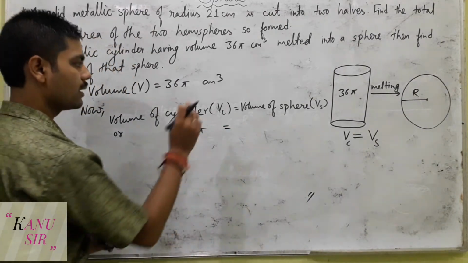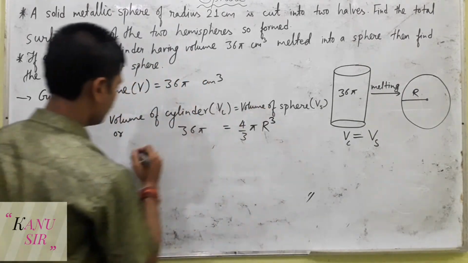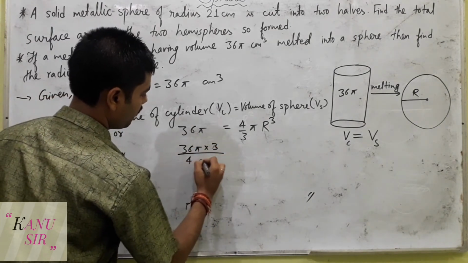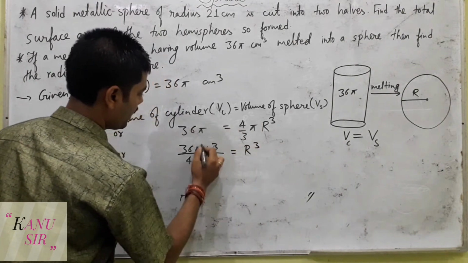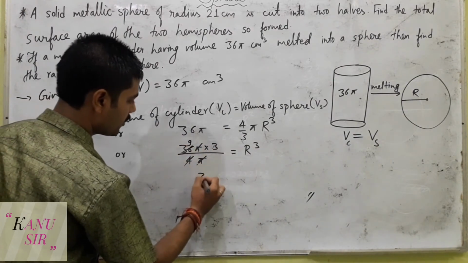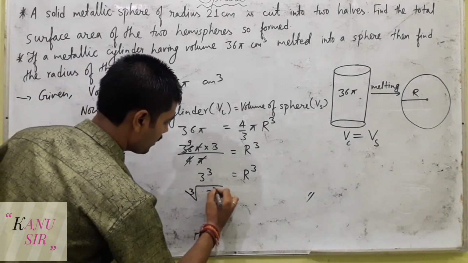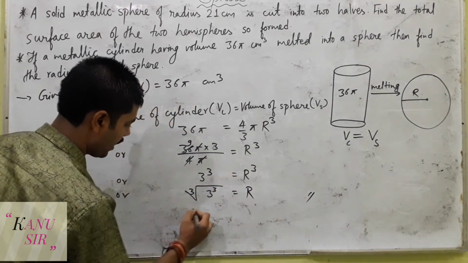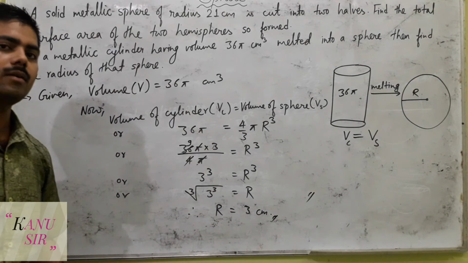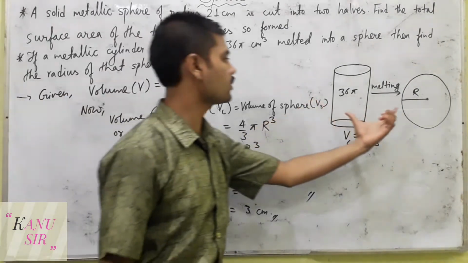Now the volume of sphere formula we have is 4 upon 3 pi r cube, or 36 pi into 3 divided by 4 pi equals r cube. Pi cancels, and 4 times 9 is 36, and 9 means 3 square, and 3 here you can write 3 cube, that is r cube. Taking the cube root on both sides and removing the cube from the radius, r equals 3 centimeter, and hence the answer is concluded. So here we got the answer, that is 3 centimeter.